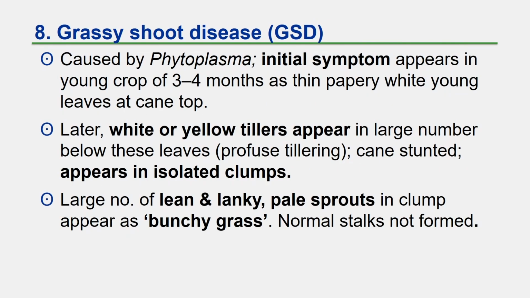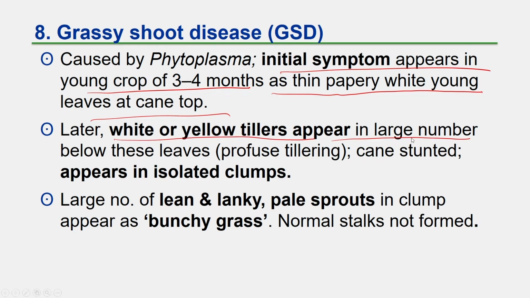Now, grassy shoot disease, commonly called GSD, is caused by phytoplasma. Initial symptoms appear in young crop 3 to 4 months old as thin, papery white young leaves at the cane top. Later, white or yellow tillers appear in large number. Below these leaves, profuse tillering. Cane is stunted, meaning its growth is reduced.